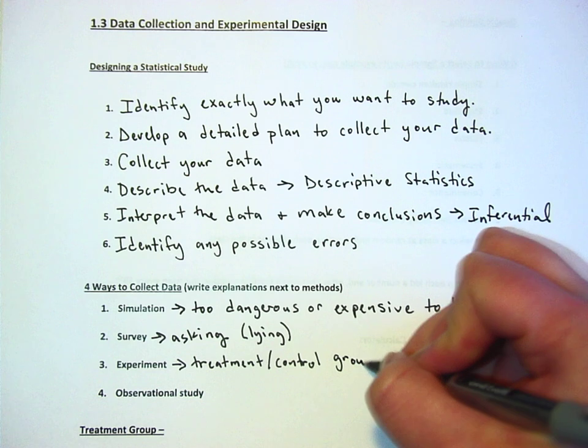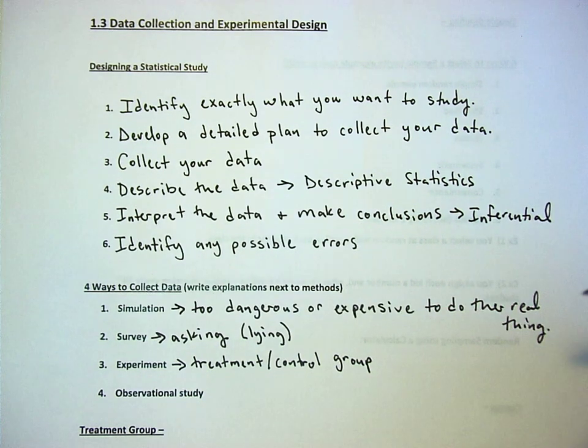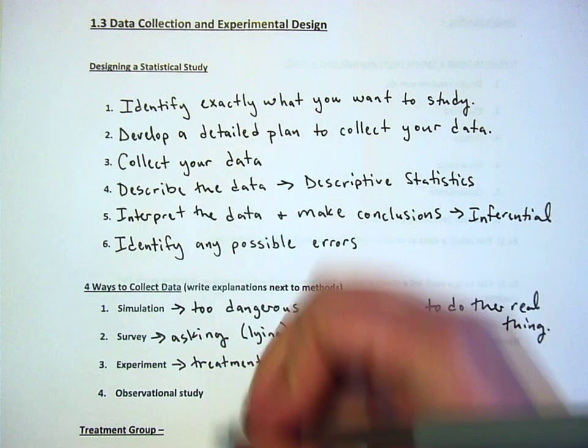This is where you give some people a treatment and some people a placebo, and you do an experiment, like a straight scientific experiment, to get your data.